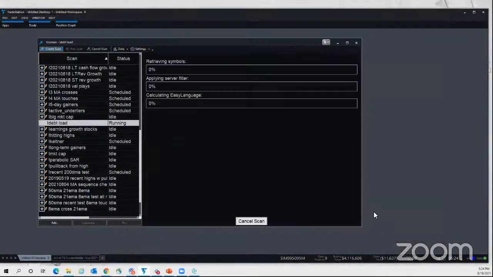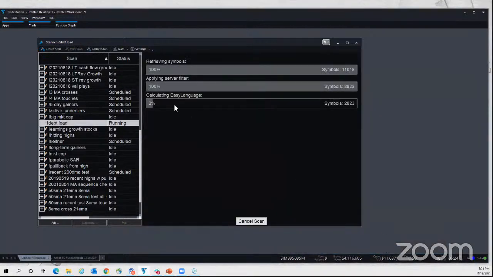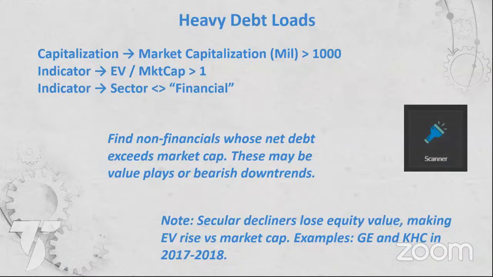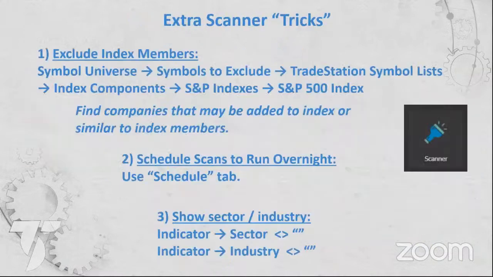So let's run this. And you'll notice this goes more slowly. Not terrible, but still it goes more slowly. So while that's running, I'm going to show you a few of the things with Scanner.